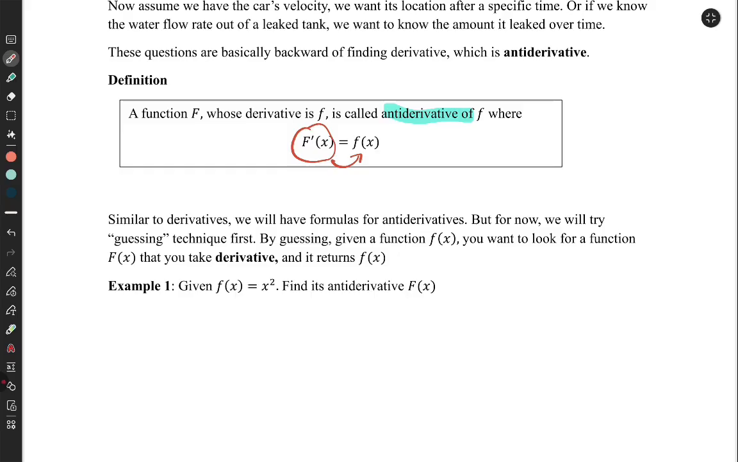Similar to derivatives, we will have formulas. That's basically the same formula handout that I give you every exam. You just have to go back and forth between them, right? One example right away.